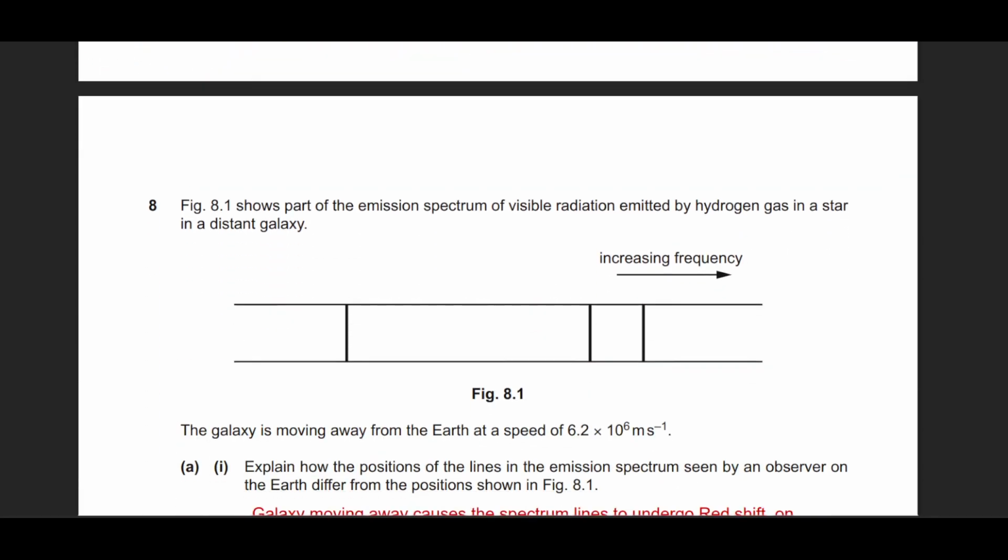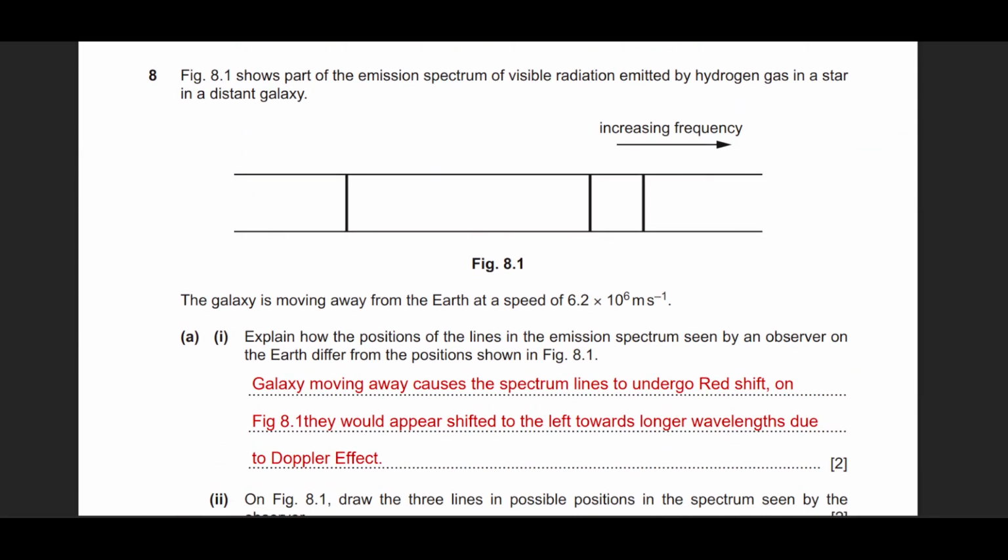Then we have the next question, on the Doppler effect, or the space physics question. Question number 8 says this is a spectrum where we can see increasing frequency, so the wavelength lambda is decreasing. So over here we will have violet, right? And this would be the red side.